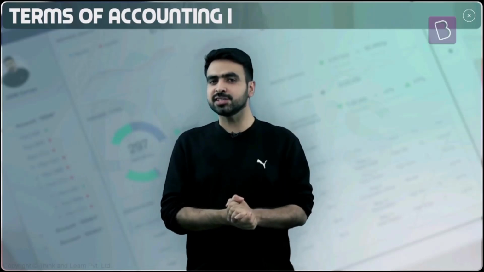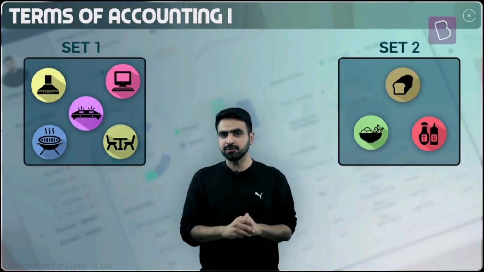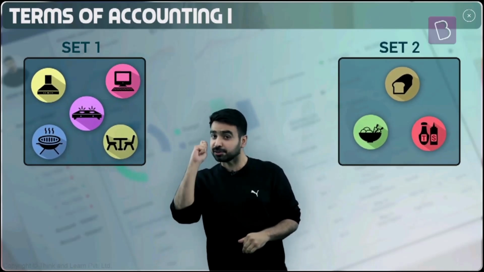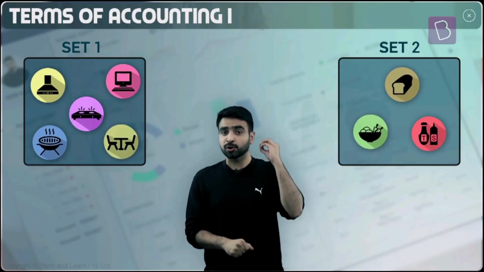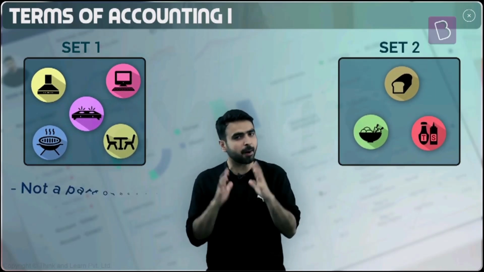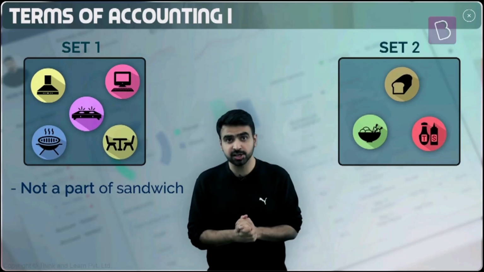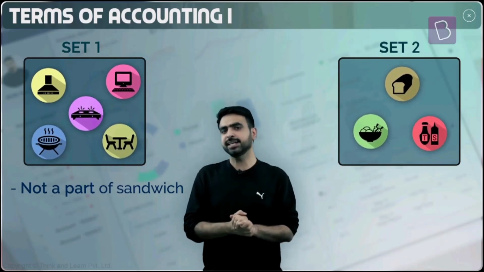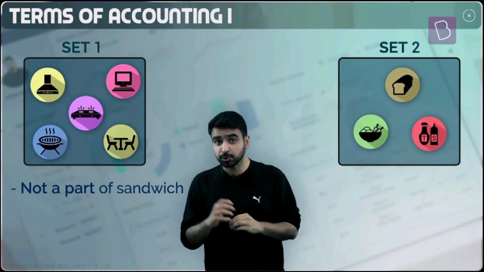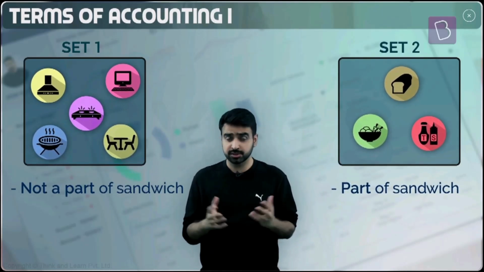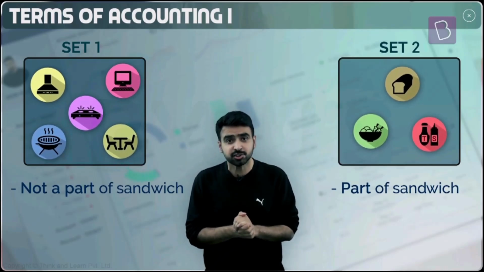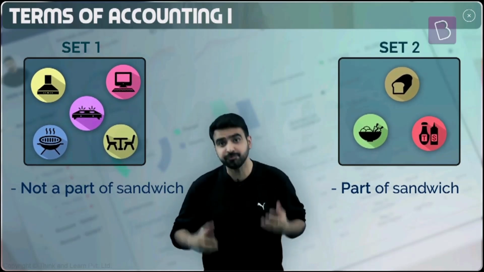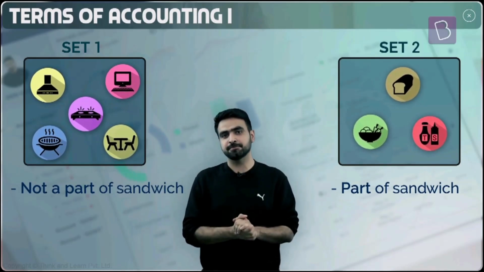Now remember the differences we figured out between set 1 and set 2? Let's discuss these two differences. So one of the differences we discussed was that products of set 1 are not a part of the sandwich. Customers can't relate to these when they think of Yummy Bites. They can't feel it when they eat a sandwich. But products of set 2 are a part of the sandwich because they go inside a sandwich. Customers can relate to these products when they think of Yummy Bites. And they can obviously feel it when they eat a sandwich.